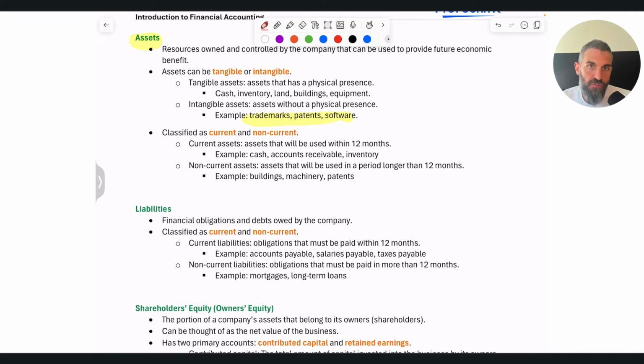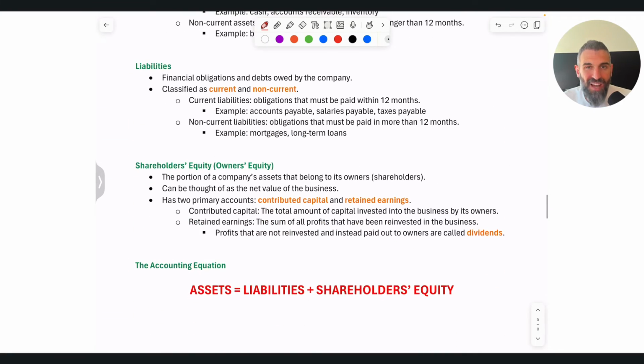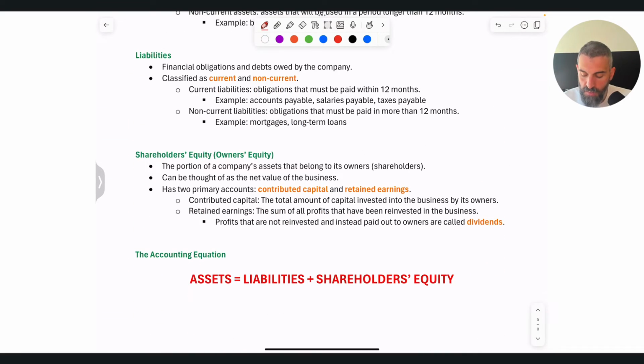But a current one would be like you have to pay your worker next week for the salaries they earned last week, or you receive a bill for your electricity. You got to pay that next month. Anything that is a financial obligation or debt that has to be paid within 12 months is called a current liability. Okay, and again, when you put them all together, you put current first, then non-current, and you get your total liabilities. So this company has about $705,000 in total liabilities.